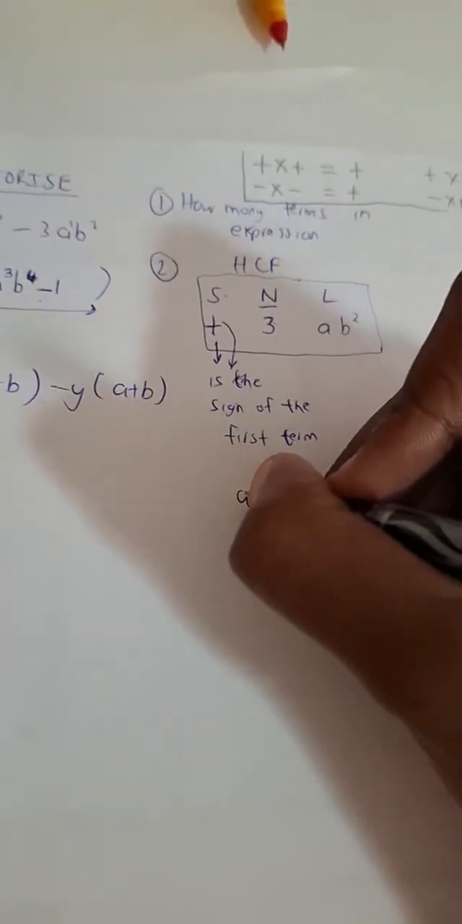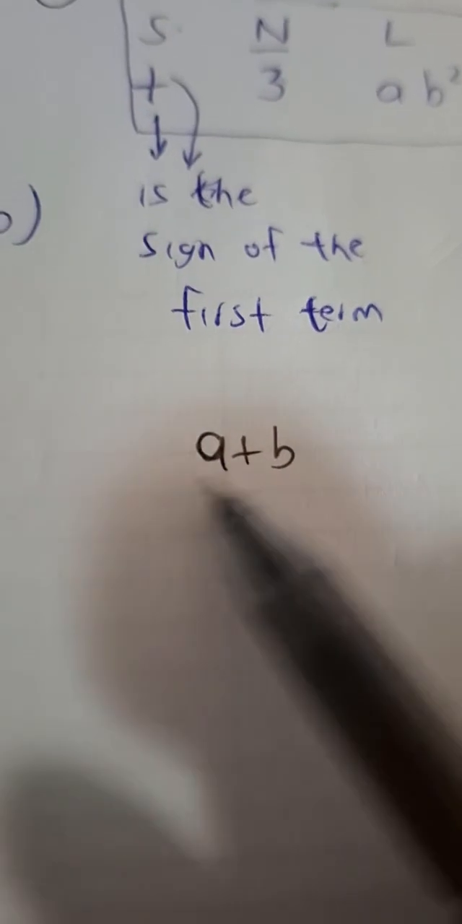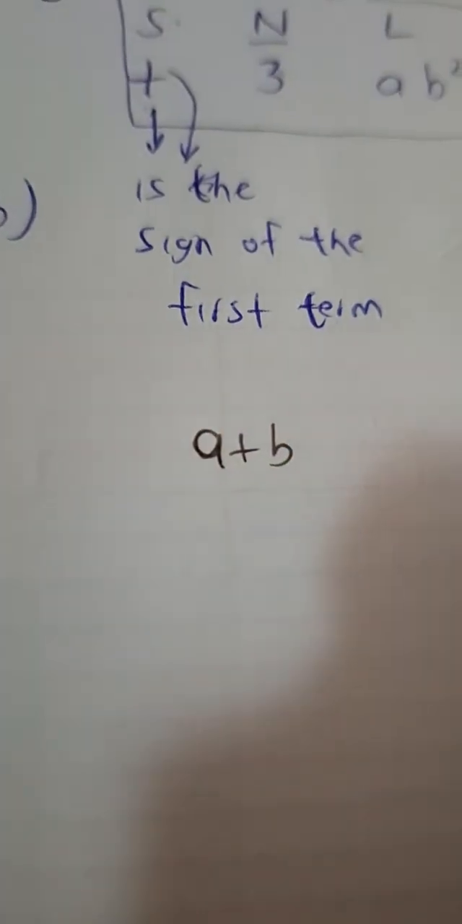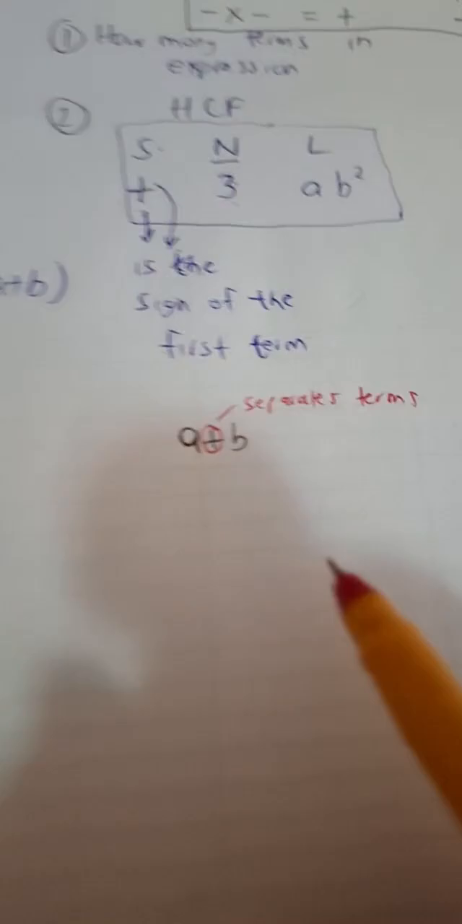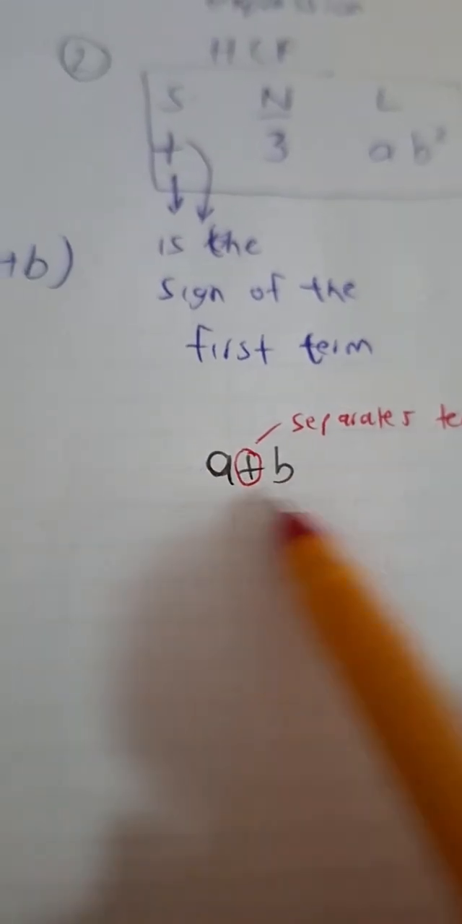If I was to say a plus b, and then I ask you, how many terms do we have in the expression? What would you say? A plus b, how many terms do you see in this expression? Very true. We have 2 terms in the expression. Remember, guys, I said to you that a plus sign, what does it do? It separates terms. So that's why you can comfortably say to me that there are 2 terms in this expression.